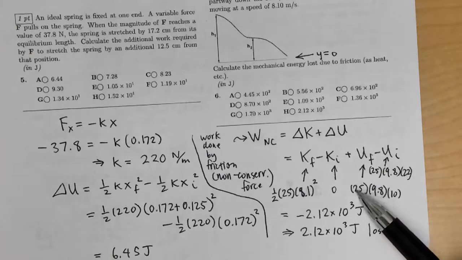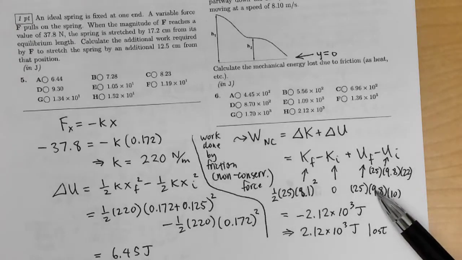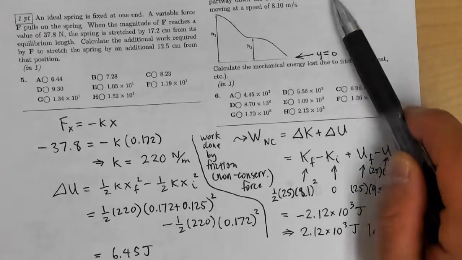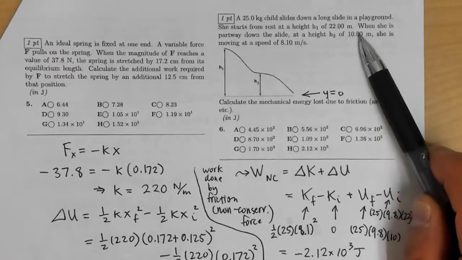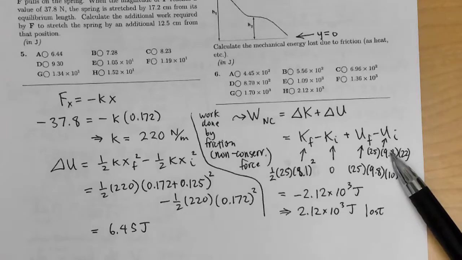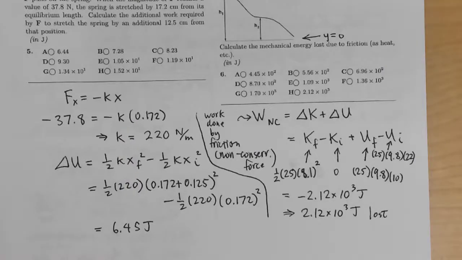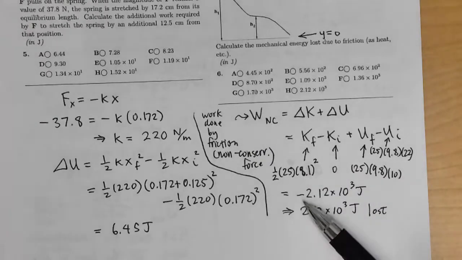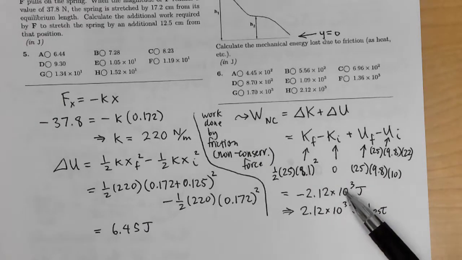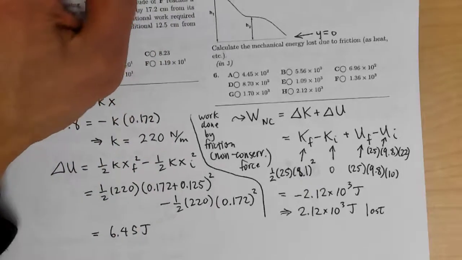And U final is going to be mg y final. So we have 25 times 9.8 times 10, the final height. That's what it says here. And so for the U initial it's 25, the mass, times 9.8 g times 22, the initial height. Okay, so we get the work done by the non-conservative force is negative 2.12 times 10 to the third joules. So 2.12 times 10 to the third joules lost.